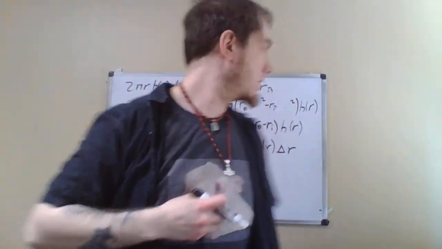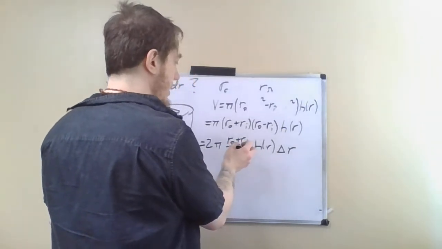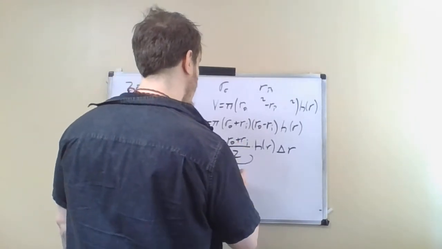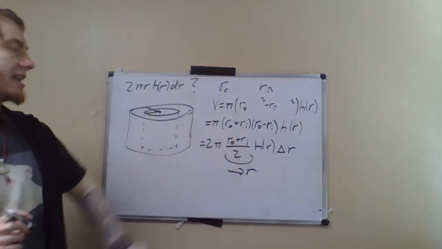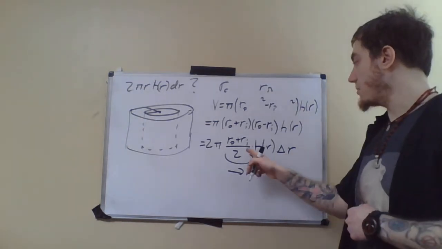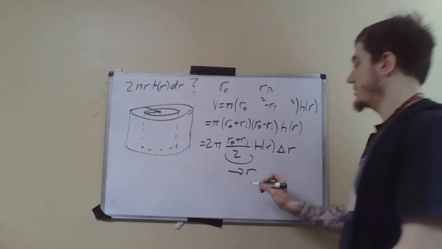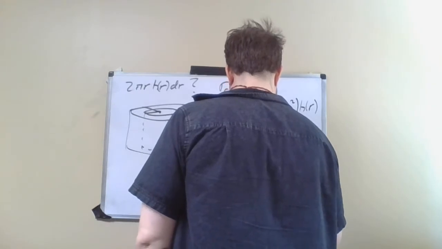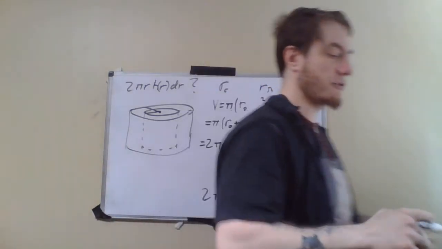However, what is this here? Well, in the limit, this is just the average of these two radii, and so this quantity is going to approach r as we take the limit as the outer and inner radius go to the same thing. So in the limit as delta r goes to 0, this quantity just approaches r, and so we end up with 2 pi times r h of r dr in the limit. So that is where this cylindrical shell thing comes from.